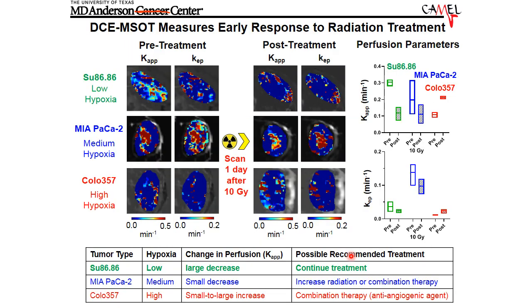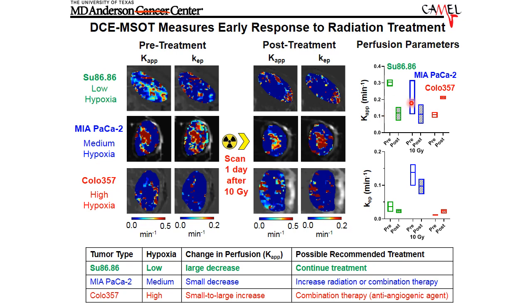And here's a study where we had a tumor model that had low hypoxia, another model that had medium hypoxia, and a third model that had high hypoxia. First two are pancreatic tumor models. The third was a colorectal tumor model. And we measured K-app and KEP before and after applying 10 gray of radiation. And you can see that the results for the wash-in rate show that the normoxic tumor was affected by the radiation as expected, and there was a significant drop in this perfusion.